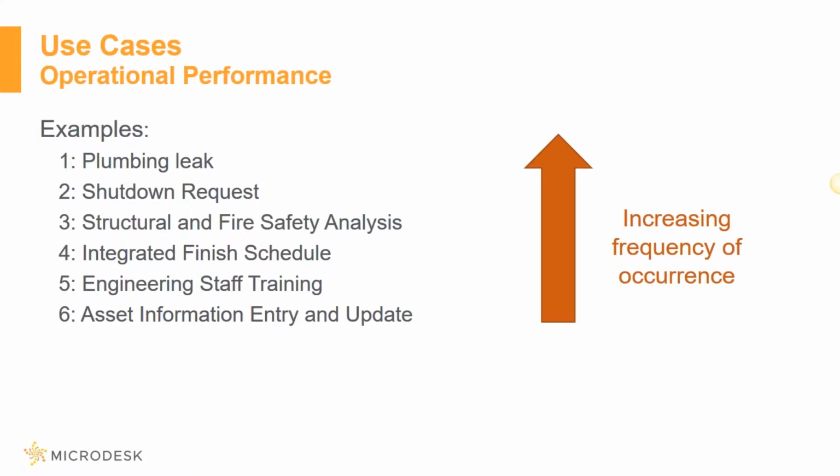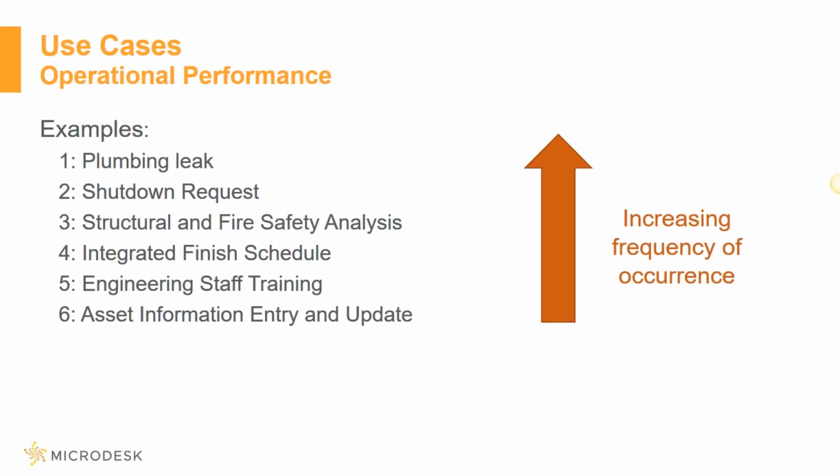Engineering staff training: you get a new person joining the operations group, how do they become familiar with the facility and the operations? And then asset information entry and update: what's needed and how is that going to occur? These examples are organized in order of frequency, so the plumbing leaks are the most frequent, and asset information entry and update is the least frequent. And here are the results of what it looks like.